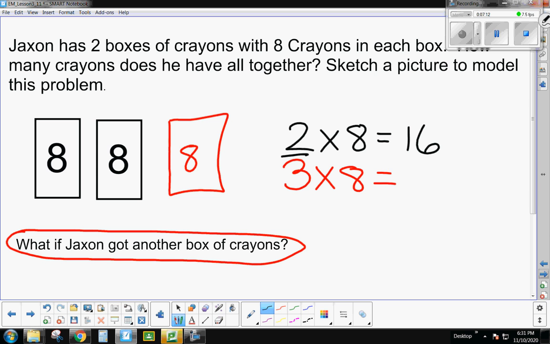Well, now I'm going to do 3 groups of 8. So all I need to do is add on another 8, right? So I know that 16 plus 8 more would equal 24. All right, so I can use 2 times 8 to help me solve 3 times 8.